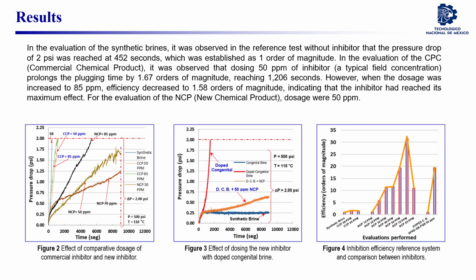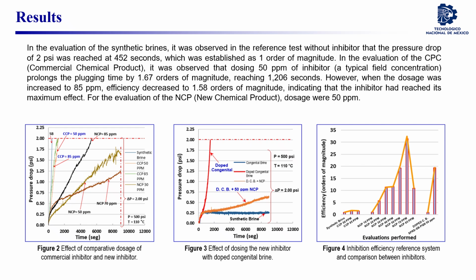When evaluating the reference with synthetic brines, the pressure drop occurred at 452 seconds, establishing it at one order of magnitude. In the evaluation of the commercial chemical product, dosing 50 ppm of the inhibitor successfully extended the flowing time by 1.67 orders of magnitude. However, when increasing to 85 ppm, performance decreased to 1.58 orders of magnitude, indicating the maximum effect of the inhibitor.